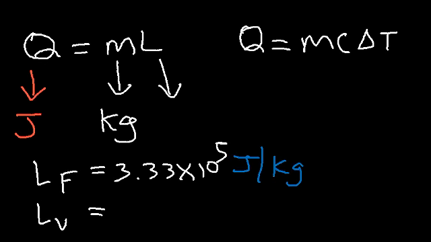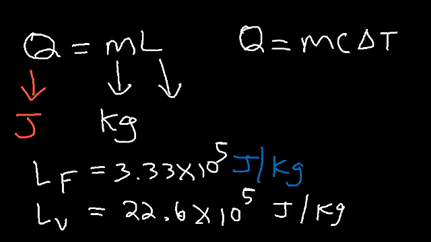The latent heat of vaporization for water is about 22.6 times 10 to the 5 joules per kilogram. So it takes a lot more energy to vaporize liquid water than to melt ice. As you can see, it's about 7 times more. Now, what about the other equation? Q equals m c delta T. When should we use that?